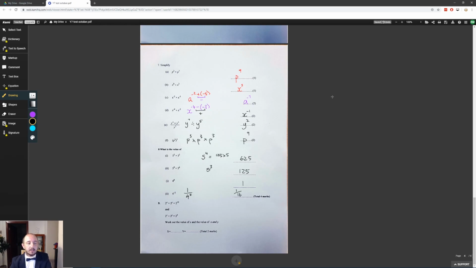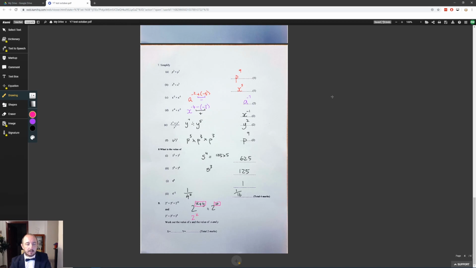And finally, question 9, 2 to the power of x times 2 to the power of y equals 2 to the power of 10. So what we're saying here is we've got 2 to the power of x plus y equals 2 to the power of 10. So we can just focus in on the x plus y equals 10. So we need to think of two numbers that add to give 10. And there's lots of combinations, so we need the second part of the question to help us.